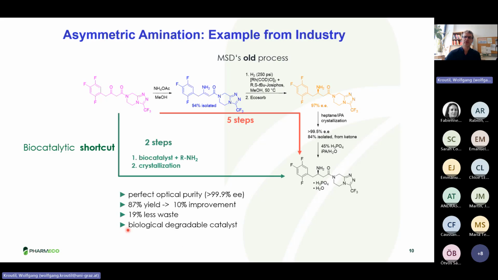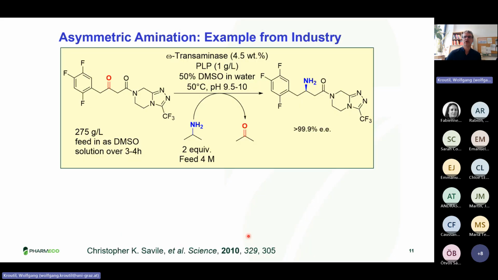And I think it was rather important for them to have a biodegradable catalyst, and they also didn't need any special equipment to deal with hydrogen. So at the end, they could show this process, or publish this process, with a substrate concentration of close to 300 grams per liter in DMSO, which was rather impressive, but definitely needed a lot of engineering of the enzyme.